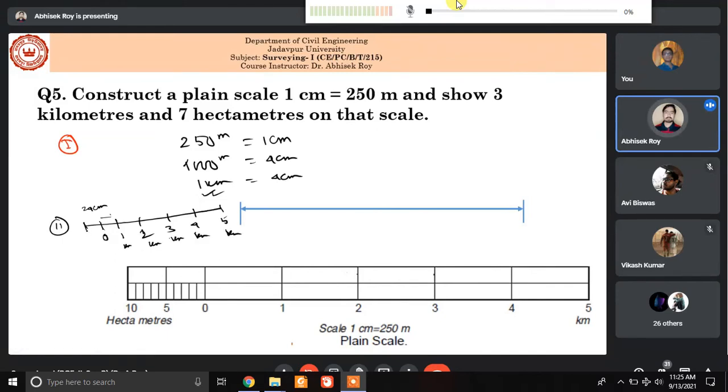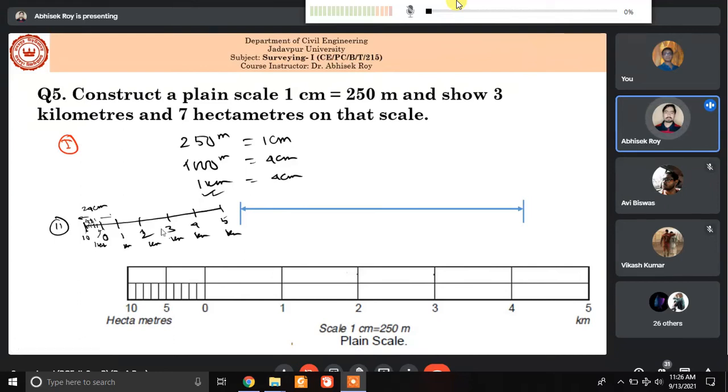Now from this 0 to this is also 1 kilometer, but we will subdivide this into 10 small divisions. Obviously each small division will represent 1 hectometer, and it is represented by 10 hectometers. So 1, 2, 3, 4 like this, and here 1, 2, 3, 4 like this in the reverse direction up to 10 hectometer. Right? So that's how we will give our scale in our drawing.